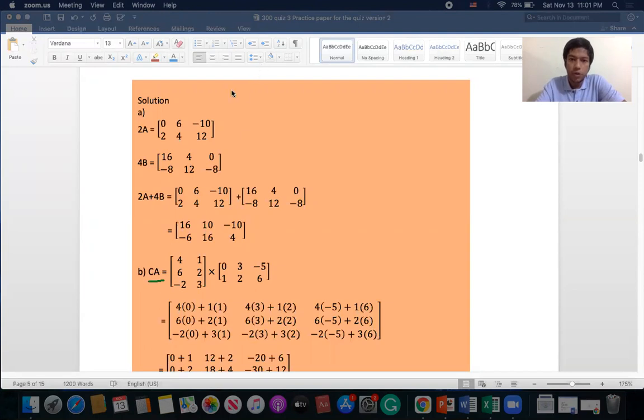The multiplication rule is we go along the row in the first matrix and multiply it along the column in the second matrix. That means 4 into 0, so we get this. Then plus, in between all of them plus for matrix multiplication. Then 1 into 1, then we get this. Now see, only this first column is finished.